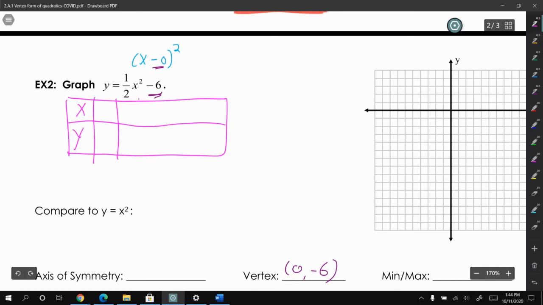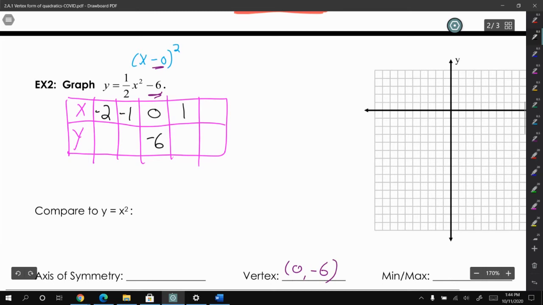Okay, so then 1, 2, 3, 4. We want 5 points. The vertex goes in the middle, 0, comma, negative 6. And then our x values will go down by 1. And then we go back to the vertex, and the x values go up by 1. And then I plug these into the calculator. Well, again, if I plug in 1, I get negative 5.5.